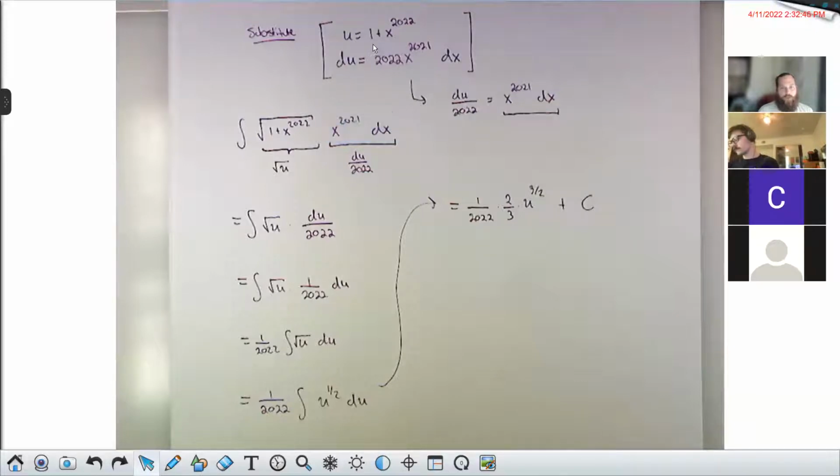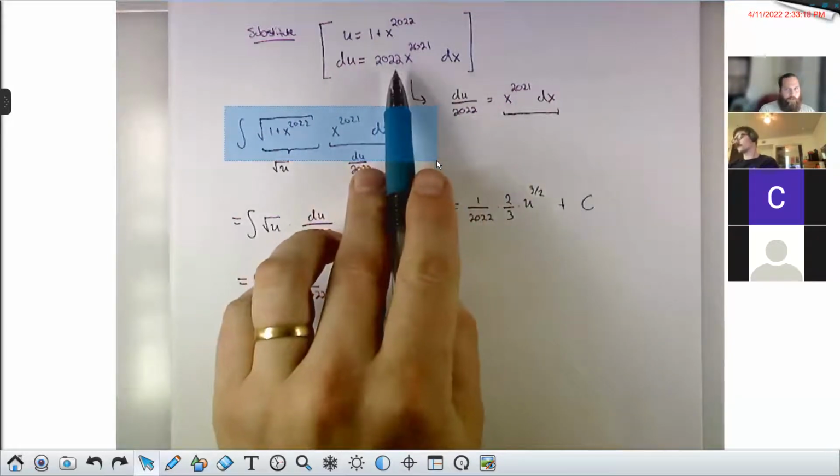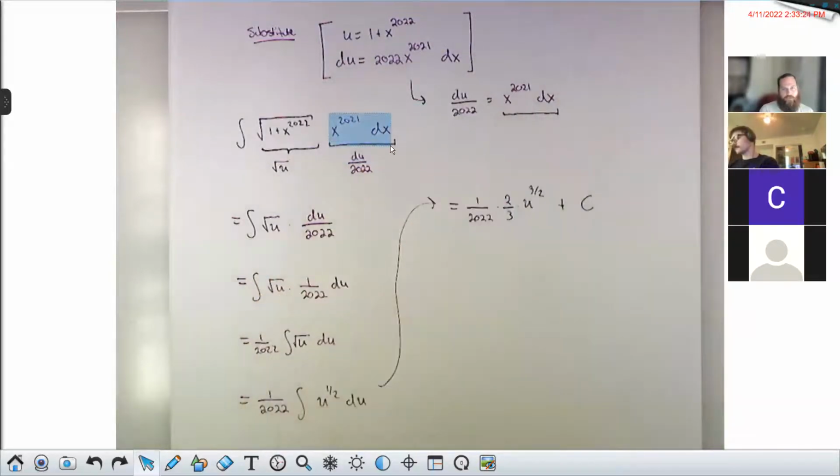So when I look at my integral, I realize I don't have this whole thing here. I just have this part inside my integral. So if I'm trying to replace dx by its equivalent expression in terms of du, I want to look for as much of this as I can find inside my integral. And then whatever isn't there, I'm going to divide over and put with the du. So when I look at my integral, I go, okay, what do I have that looks like this? I don't have a 2022, but I do have x to the 2021, and I do have dx. So let's put those two pieces together.